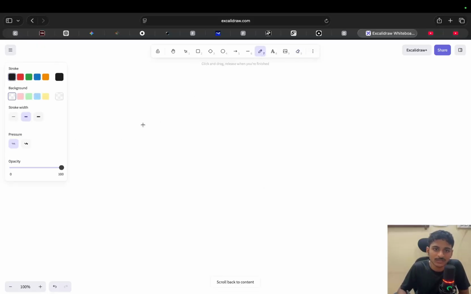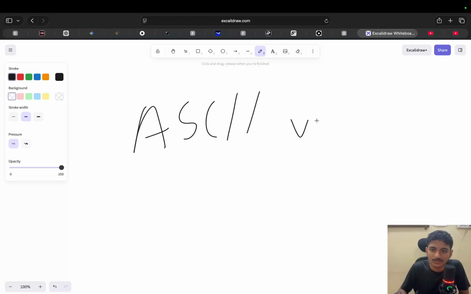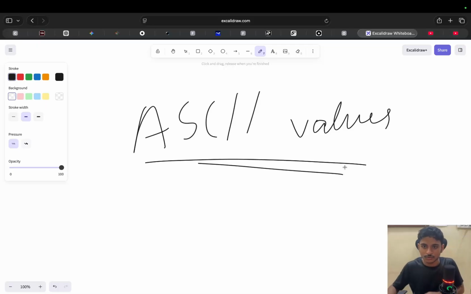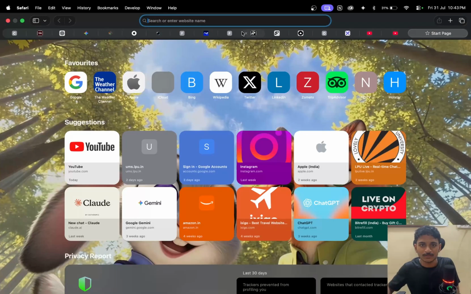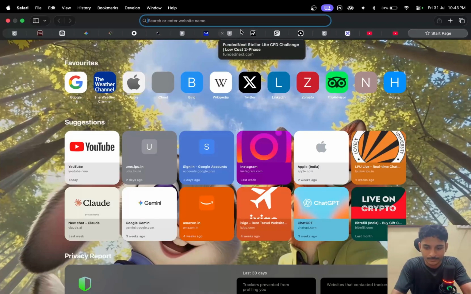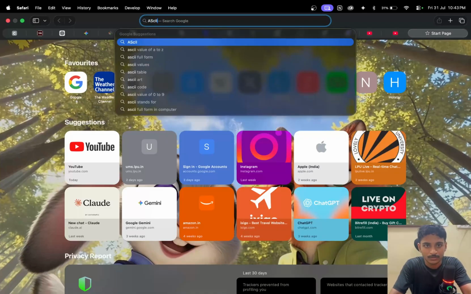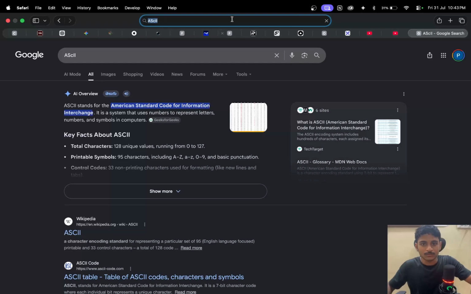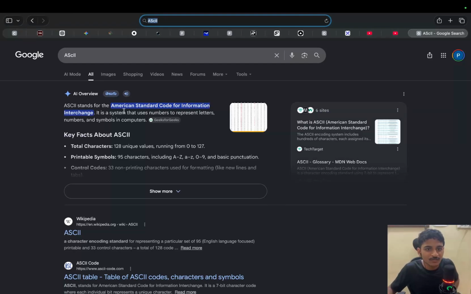It is known as ASCII values. Let me just show you the full form of ASCII. See, American Standard Code for Information Interchange. See, first thing, it is American. It shows that it is done by Americans.